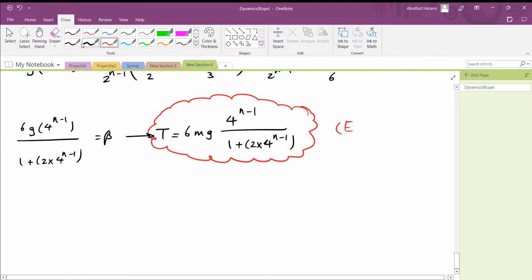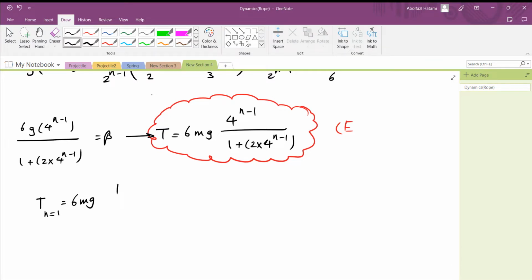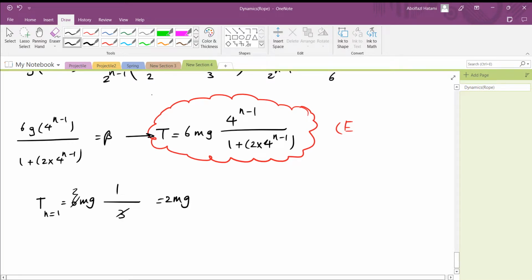What is T1? No, sorry, Tn is the tension in the uppermost rope, for example, n equals 1. Let me write Tn equals 1. It is 6m times g, 4 to the power 1 minus 1, 4 to the power 0 is 1. And here we have 1 plus 2, which is 3, and we can simplify to 2m times g.